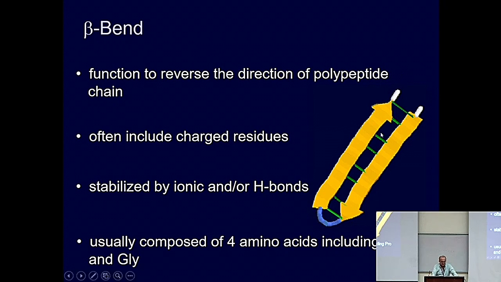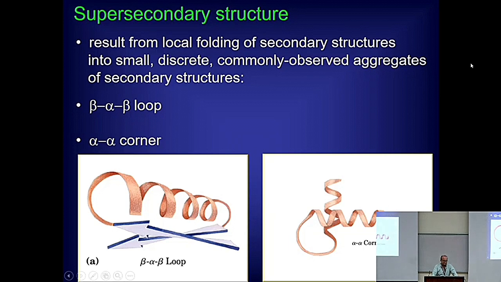And don't worry too much about these. These could be other non-covalent interactions between the R groups in the case of these two beta pleated sheets. But the important thing is a beta bend disrupts the beta structure and usually contains a proline or a glycine in this 4 amino acid segment. Okay?